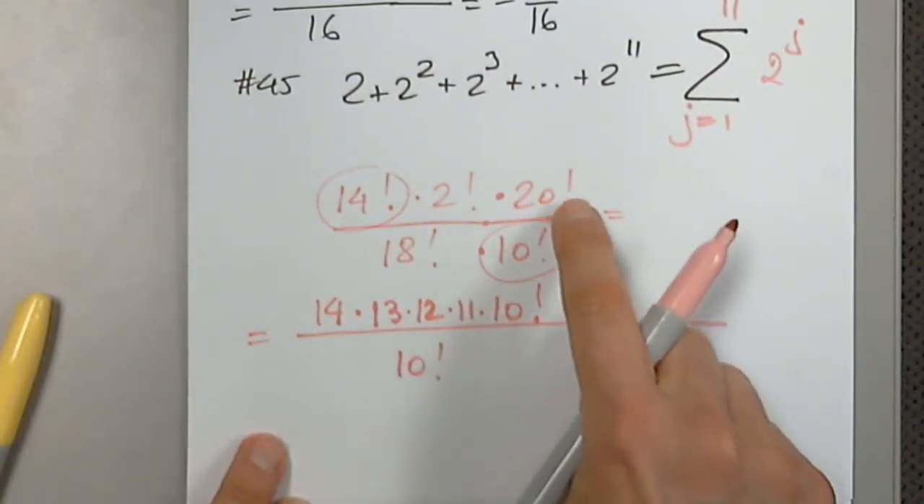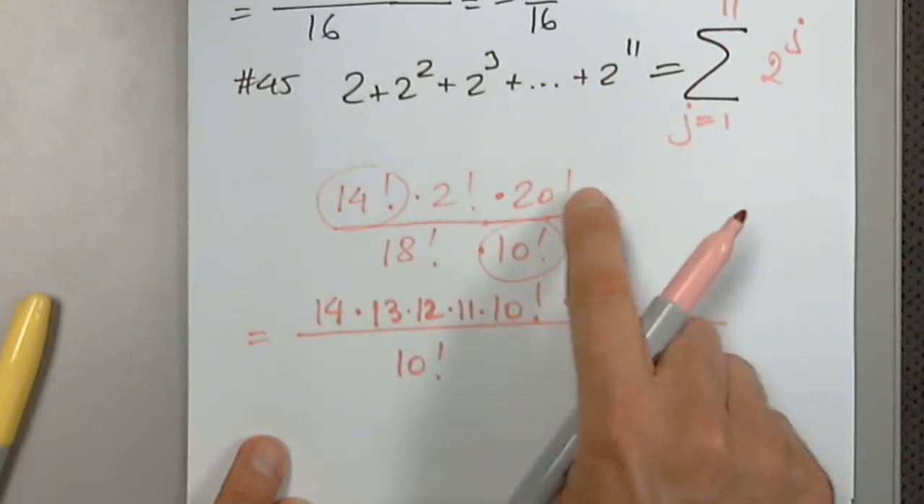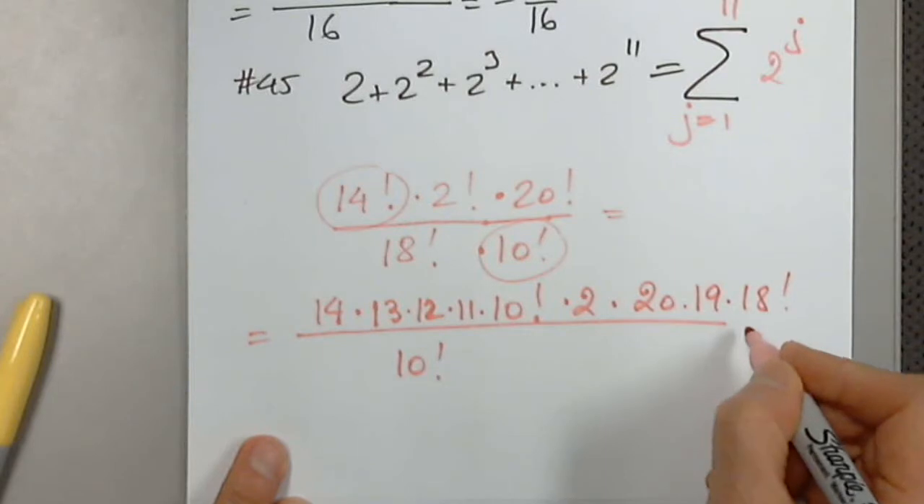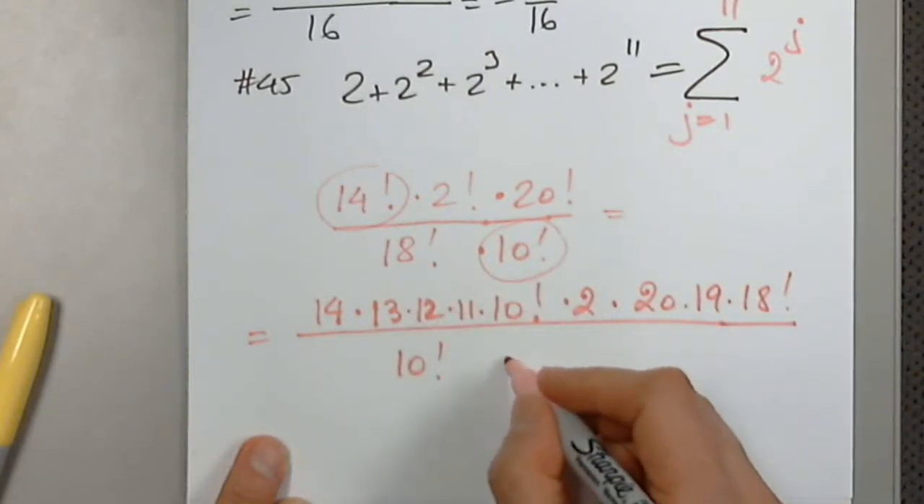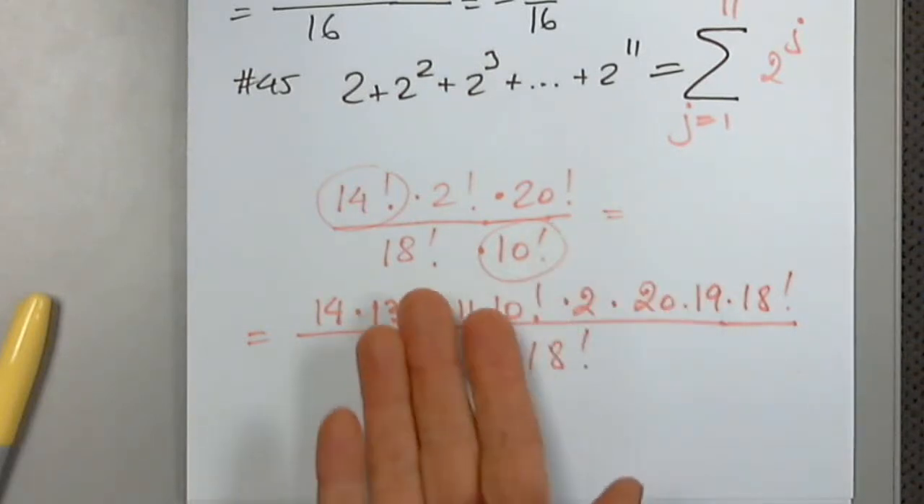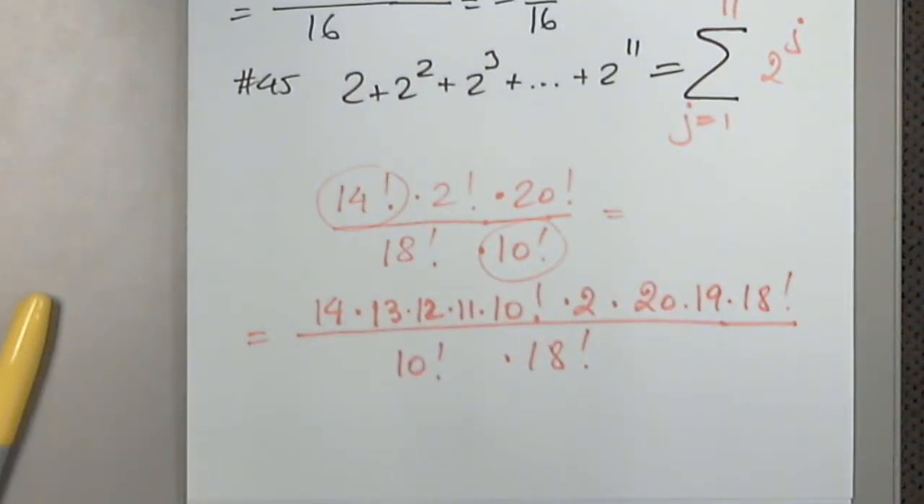Multiplied by 20 and 18. 20 is the bigger of the two. So I'm going to say 20 times 19 times 18 factorial, and I will copy multiplied by 18 factorial. Why do I stop at 18 factorial? Because I see 18 factorial in the denominator. And now what will you think of doing?